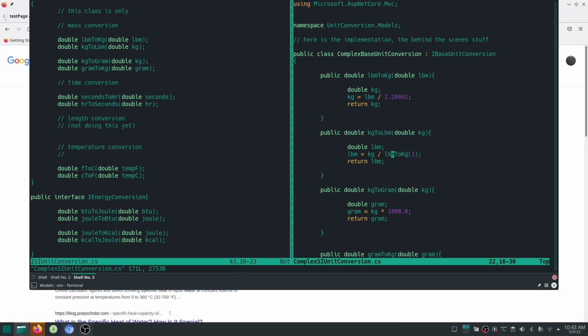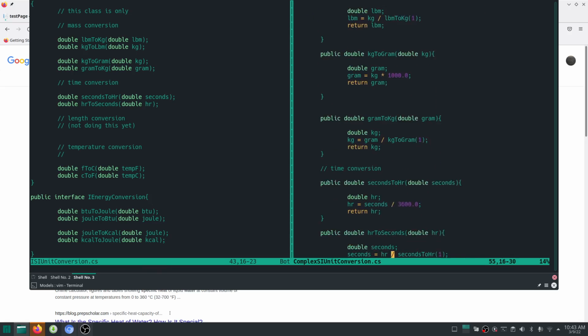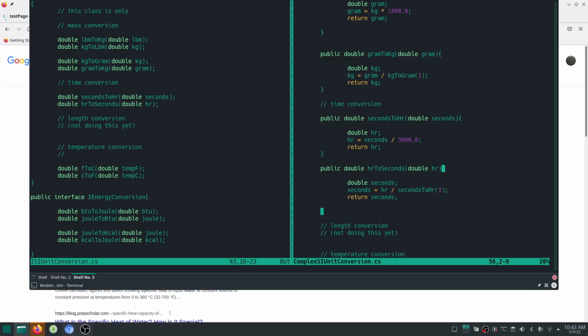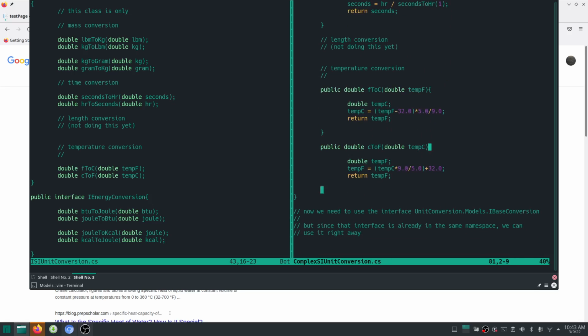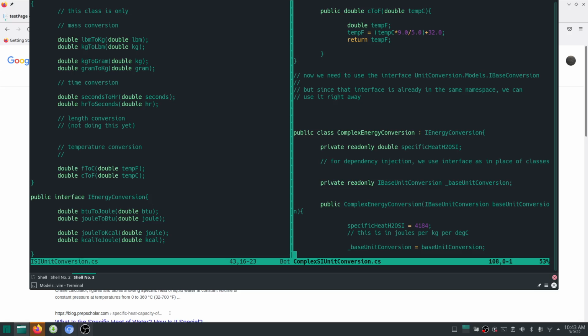But why am I doing this? I'm just saying that you can have two different ways of doing the same thing. This of course is the more complicated way. That's why I call it complex base unit conversion. Kg to gram and gram to kg, I did the same thing. Seconds to hour, hour to seconds, the same thing. But for Fahrenheit and degrees C, I had to manually type out the formula right here, because I cannot just divide one by the other. It's a little more complicated because of the plus and minus 32 degrees Fahrenheit.